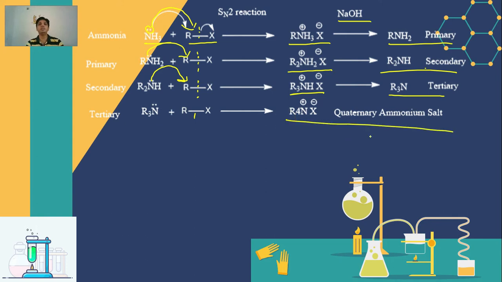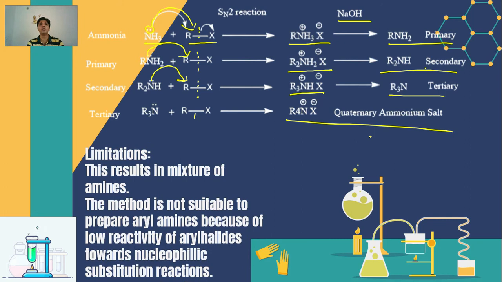This is actually the drawback, or limitation, of the method. This results in a mixture of amines. As I said, primary gives secondary, secondary gives tertiary, tertiary gives quaternary. So by the ammonolysis method, you will get a mixture of amines.